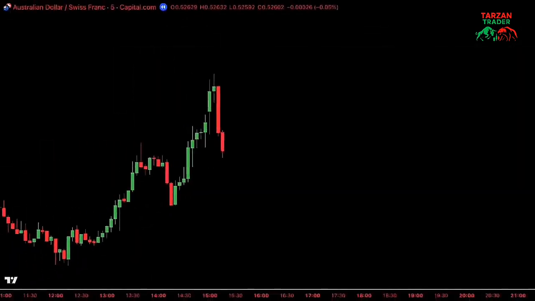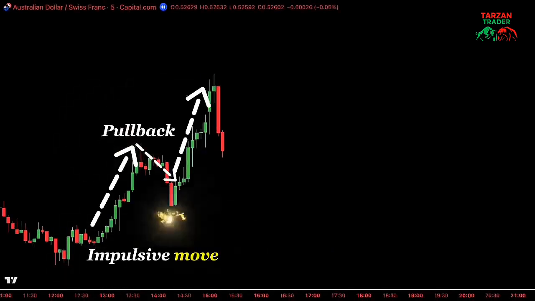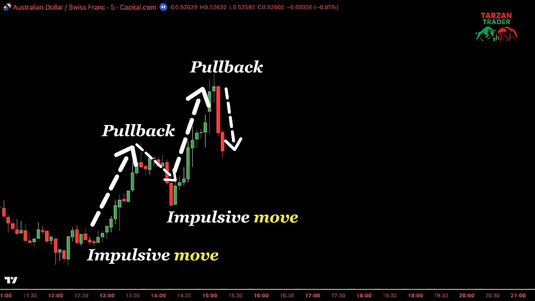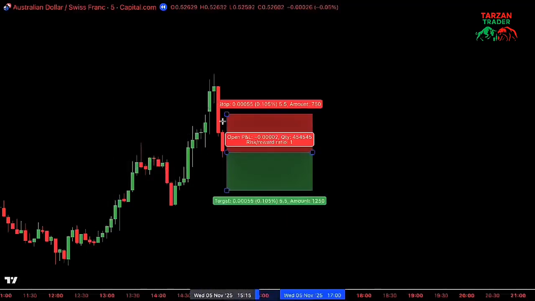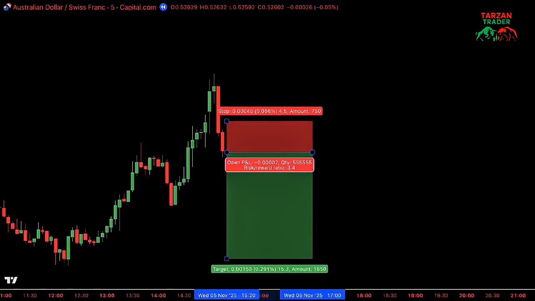Let's look at another example. As you can see, the market is trending upward. It makes a strong move up, followed by a pullback. Then it moves up again, followed by another pullback. This pattern keeps repeating itself. If you do not understand that these downward moves are simply retracements, you might think that the market is about to reverse. As a result, you may enter a trade against the trend during the pullback. But what happens next? The market resumes its upward movement, the next impulsive move begins, and you get stopped out. This is exactly why understanding market structure is so important. It helps you stay aligned with the dominant side of the market and avoid trading against it.